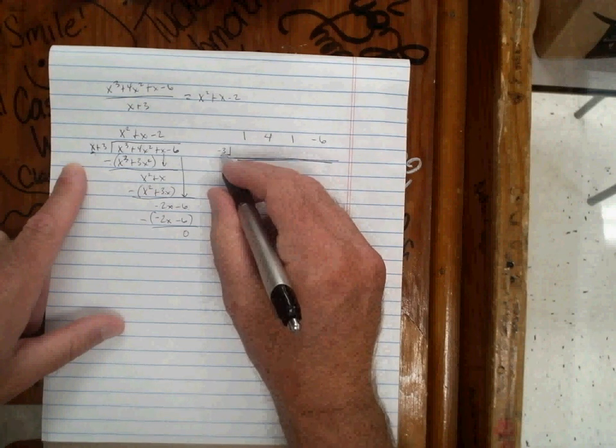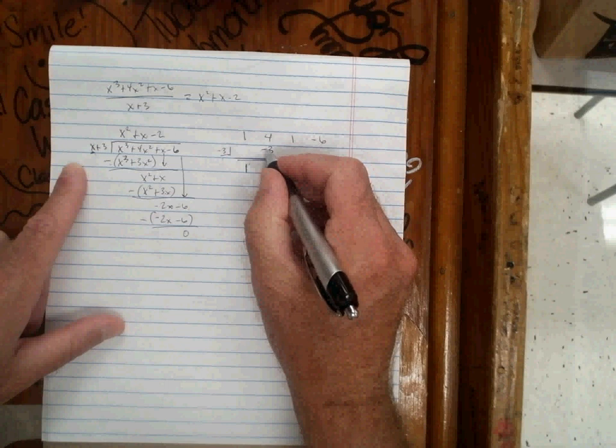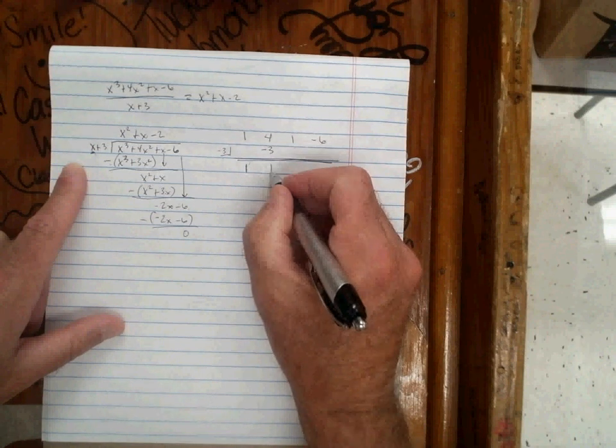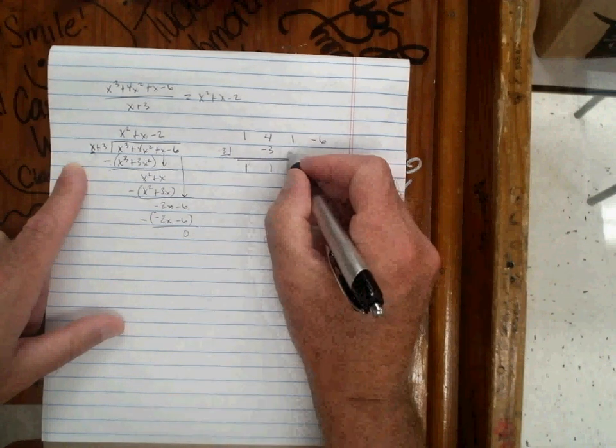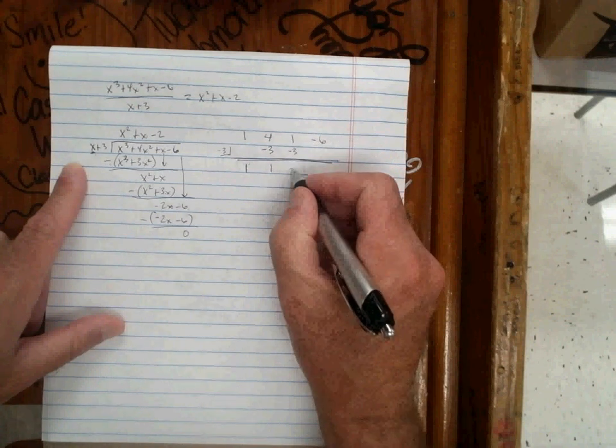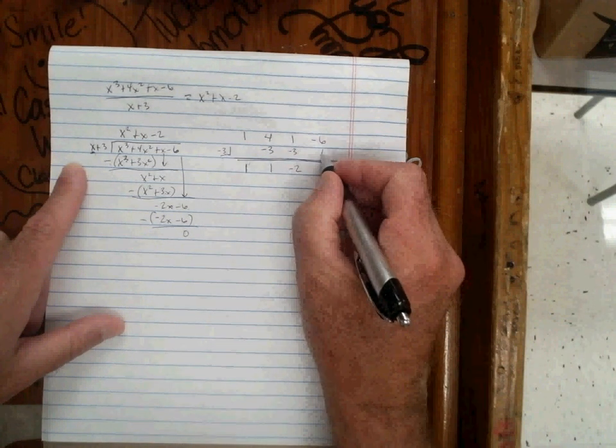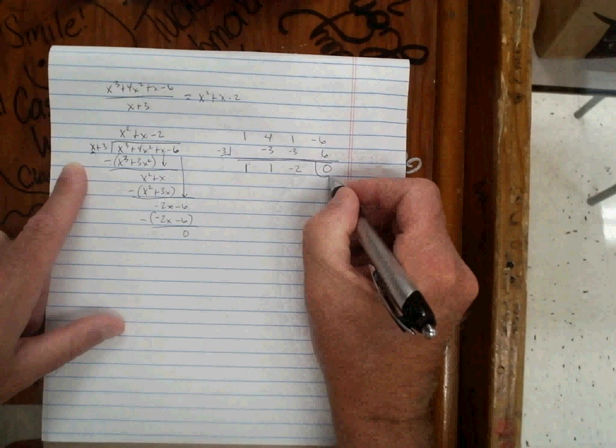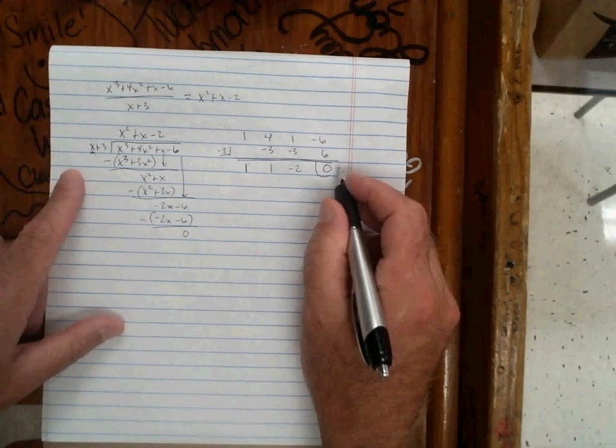1, and then we're going to multiply times what's in the box and put it in the next spot. We're going to add this column, get 1. We're going to multiply times what's in the box, put it in the next spot. Add that column, get negative 2, then multiply times what's in the box, put it in the next spot, and add the last numbers to get our remainder, which is 0.